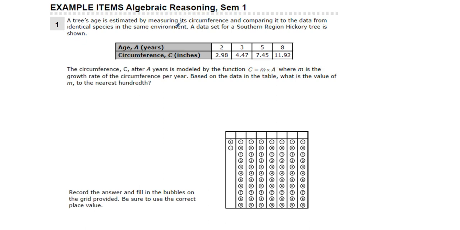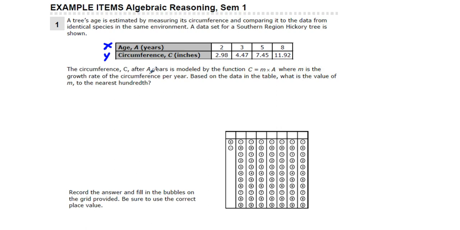Problem 1: a tree's age is estimated by measuring its circumference and comparing it to data from identical species in the same environment. Data for the southern region hickory tree is shown, and here you have a table. The way these tables are set up, the top row is like an input coordinate, like an X coordinate, and the bottom row is like a Y coordinate. So that's a sideways table.